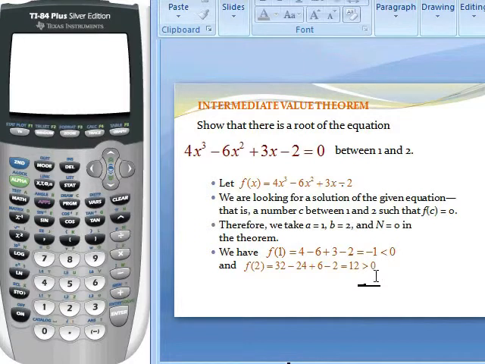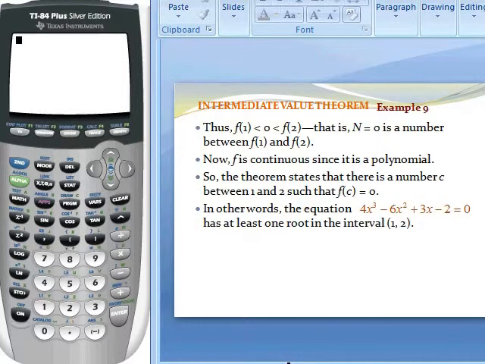What does that mean? If there's no break, this function has to go through 0, because on one side I have negative 1, and on the other side it's positive. It has to go through 0, through the x-axis. And that means there is a root between 1 and 2. Alright, so let's look at that.